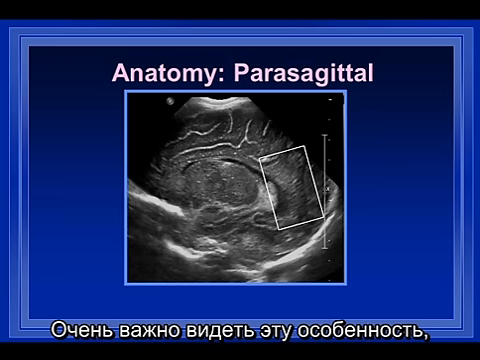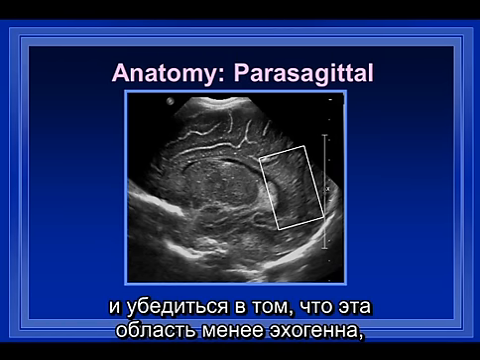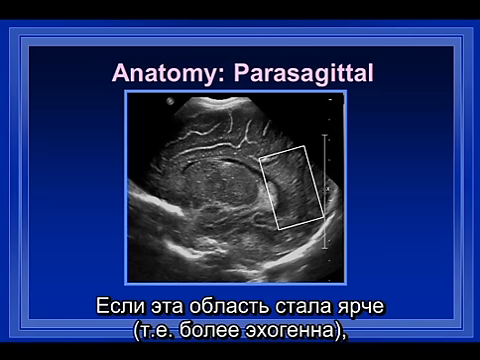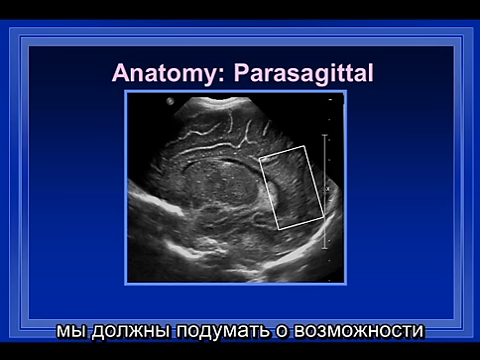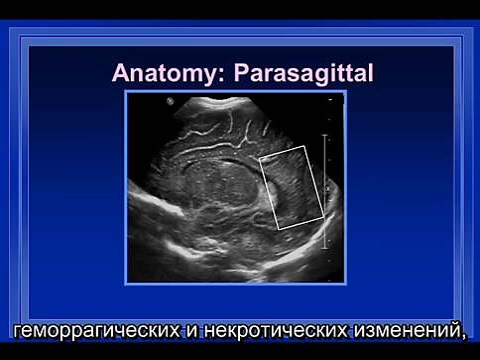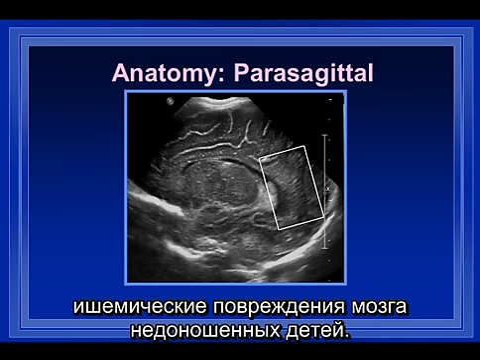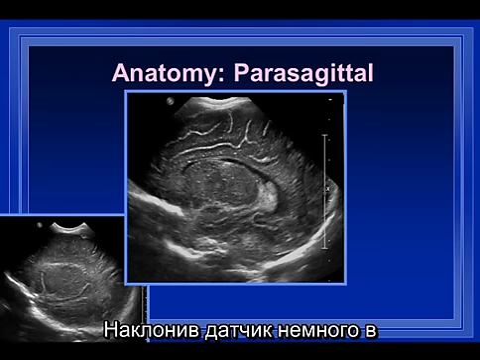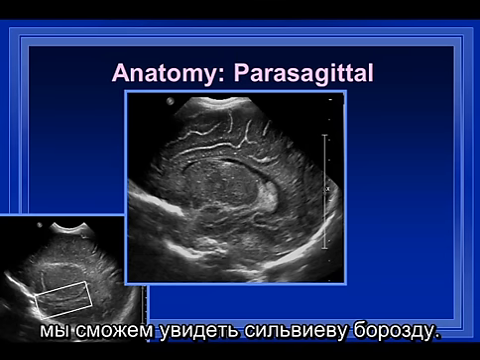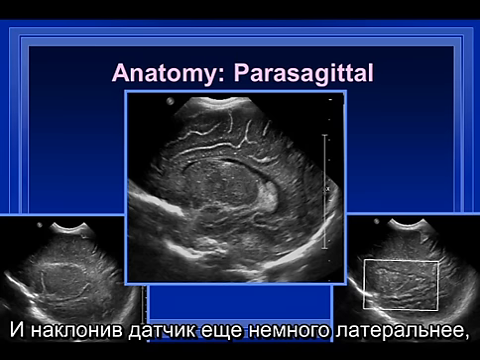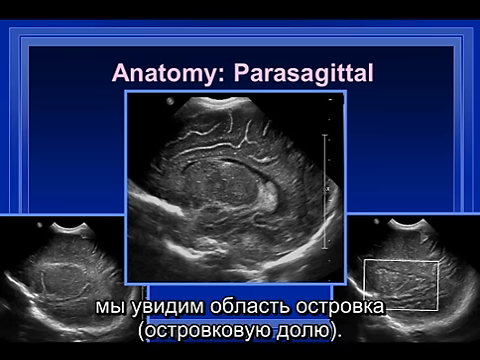Extremely important to see this detail and to be sure that it is less echoic than the glomus of the choroid plexus. If this area becomes brighter than the choroid plexus, we need to be concerned about hemorrhagic and necrotic changes, and we'll talk about that when we discuss ischemic disease of the premature brain. Going back a little bit more towards the lateral aspect, we can see the Sylvian Fissure, and if we would turn on Doppler, we would see the pulsations of the middle cerebral artery. And coming out a little bit farther laterally, we see the area of the insula.